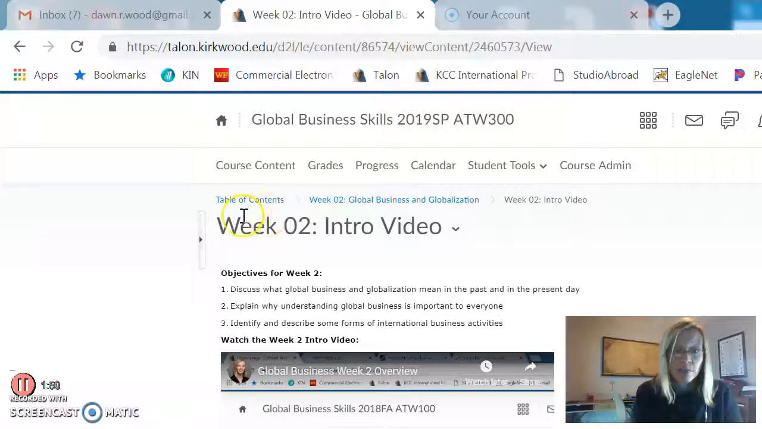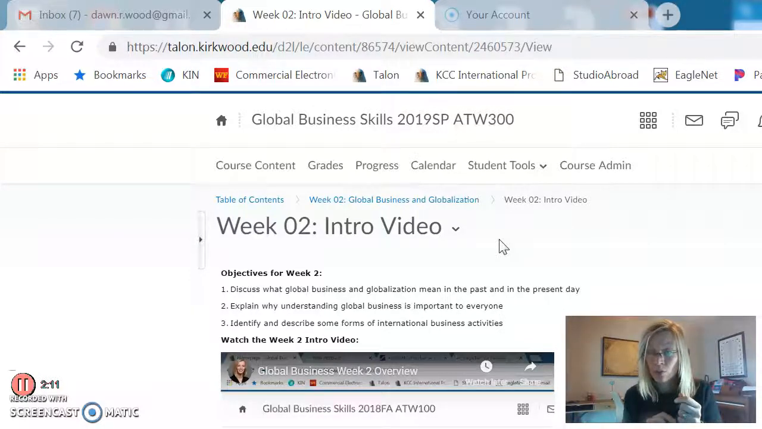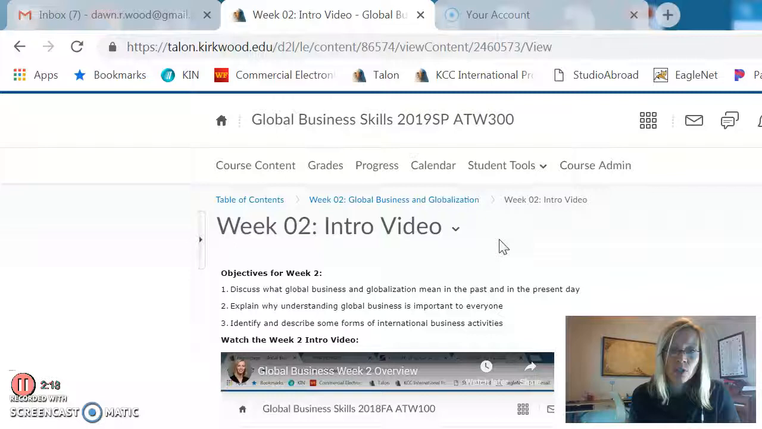The second objective is to explain why understanding global business is important to everyone and to identify and describe some forms of international business activities. You'll get some examples of what international business is. How does this work? How do people work across borders? What are the difficulties? There are the time zones I mentioned already. The currencies are different. There's a lot of different things to consider. So, just a basic overview of those.